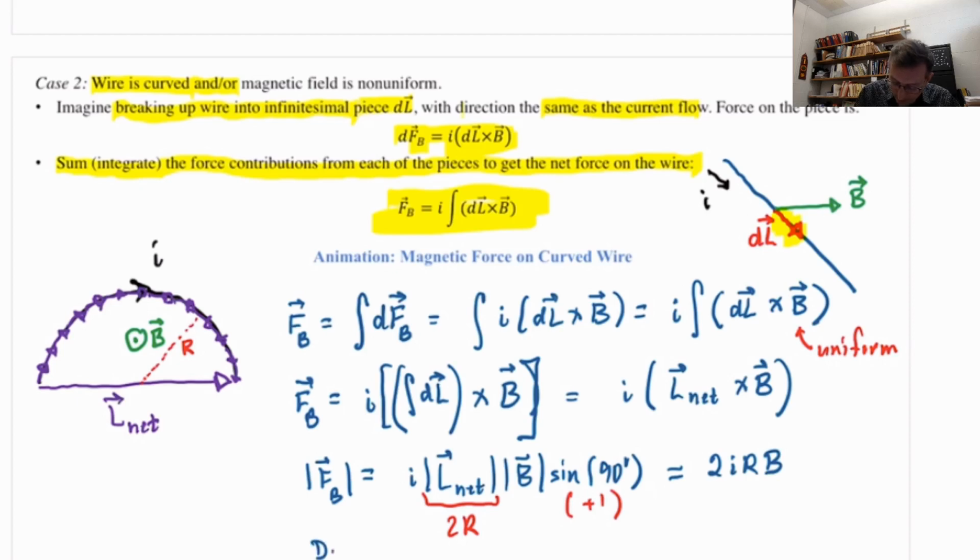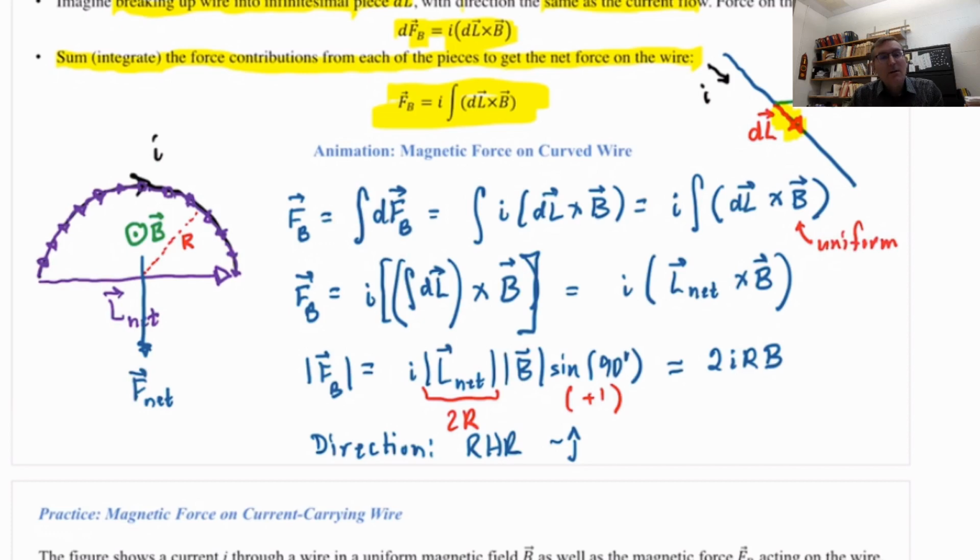and the direction follows from the right-hand rule applied to L net cross B. Take the fingers of your right hand and push L net on top of B. L net is to our right, and B is coming out towards us, and your thumb points straight down in the plane of the screen. And so that's how you get the net force on the wire downward. And the picture showed that as being the negative y direction, so that'd be negative j hat.